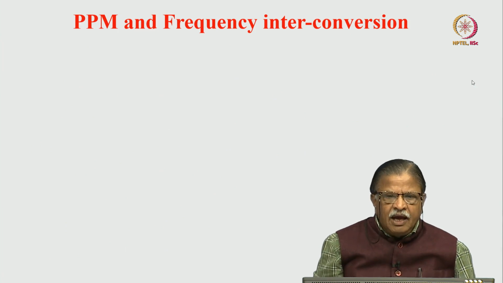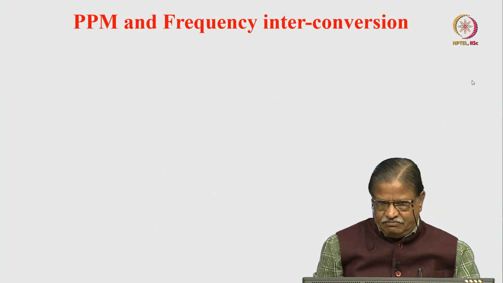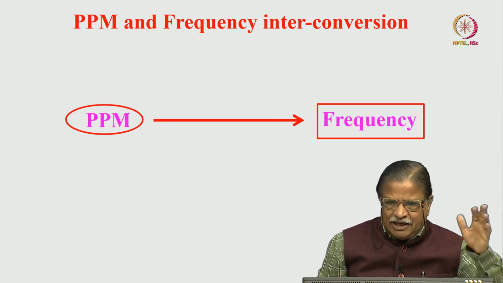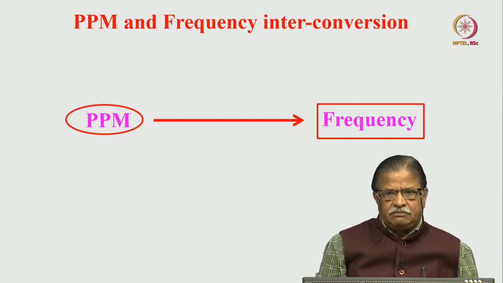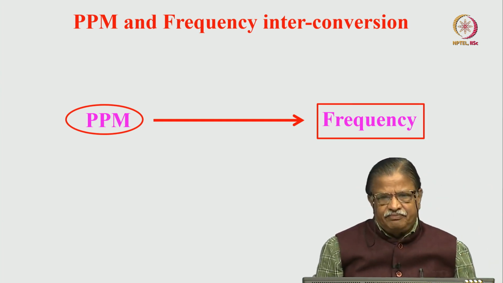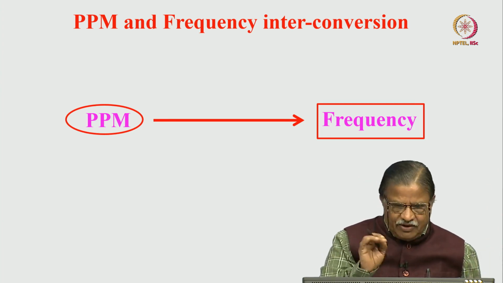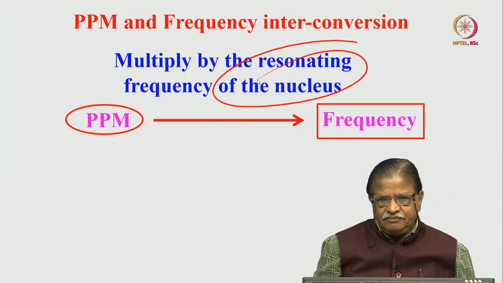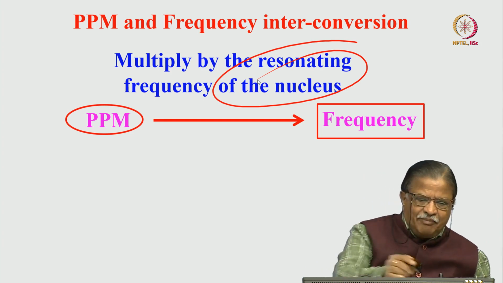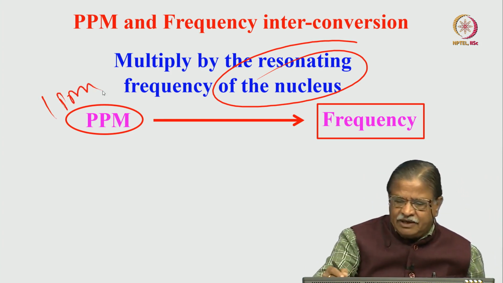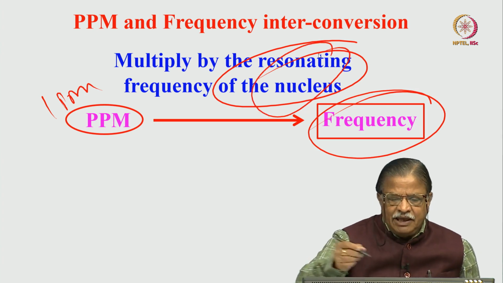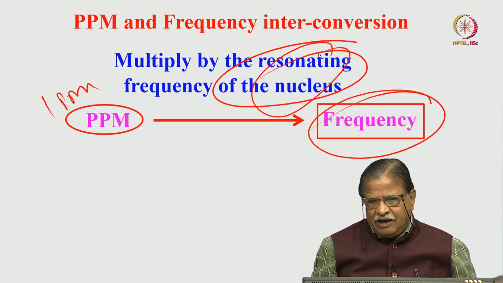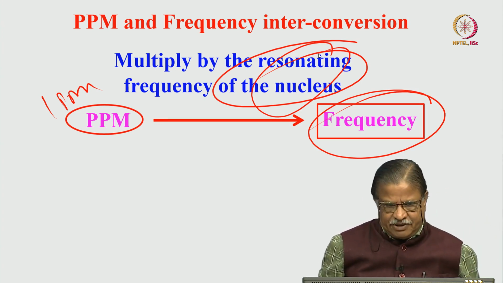Okay. Now, we can also do the interconversion. How do you do the interconversion? If I measure a particular peak, I know its chemical shift in ppm, but I want to express it in frequency. If I know the value in ppm, I simply multiply by the resonating frequency of the nucleus. That is what we did. For example, 1 ppm in 600 megahertz is 600 hertz. You just multiply by the resonating frequency of the nucleus, of course removing the megahertz part, leaving only the number.